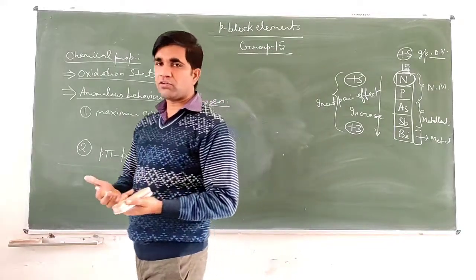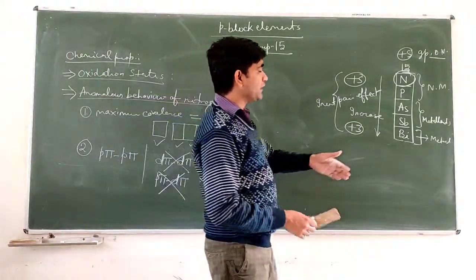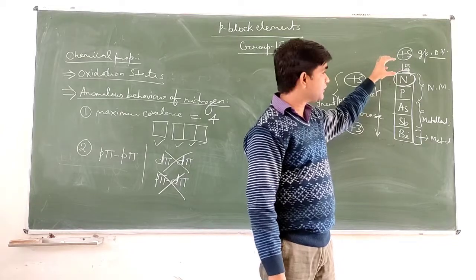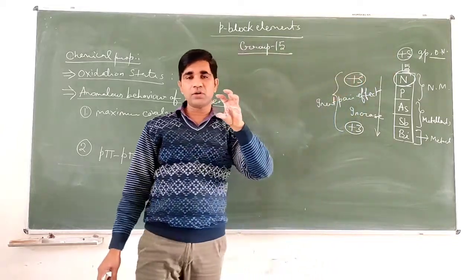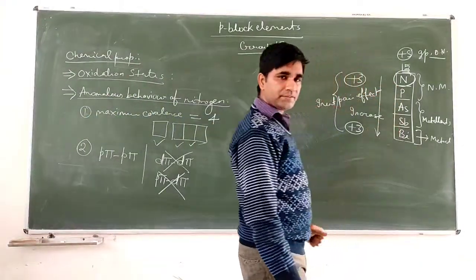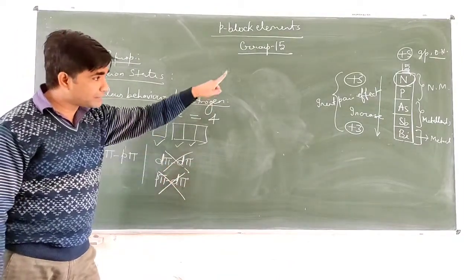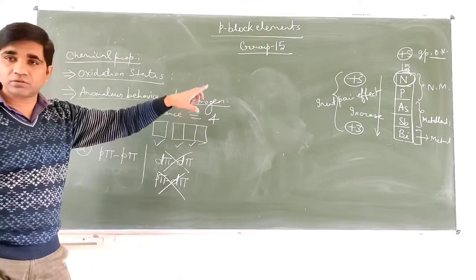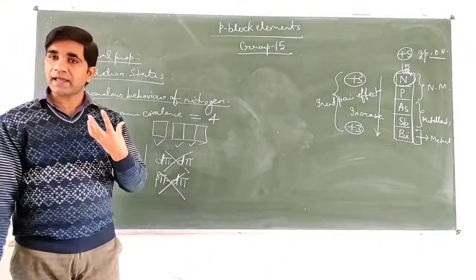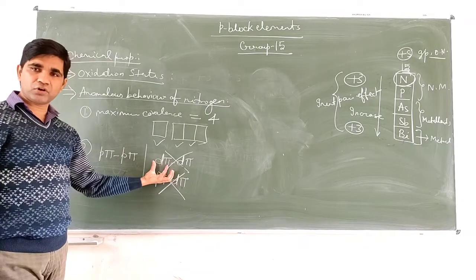One more interesting fact you will find in p block, as we understood the reason very easily, is that nitrogen cannot form d pi bond or p pi d pi bond because it does not have any kind of d orbital. But one more thing you will get here: the heavier elements other than nitrogen, although they have d orbital, cannot make p pi bond the way nitrogen does.